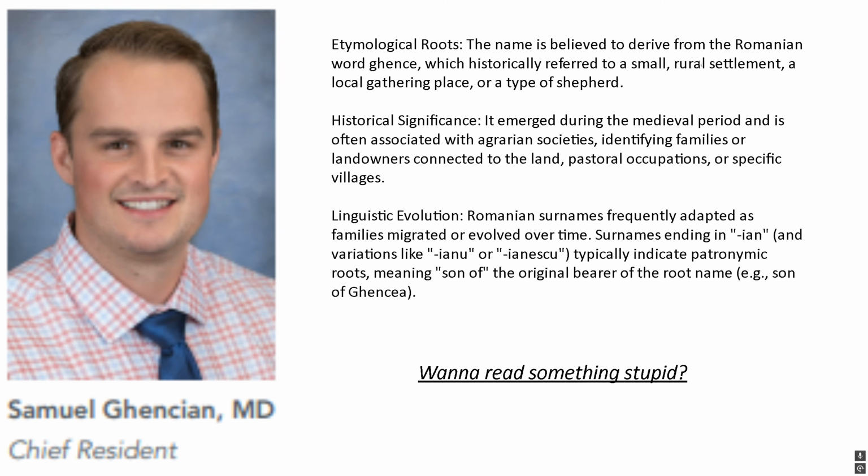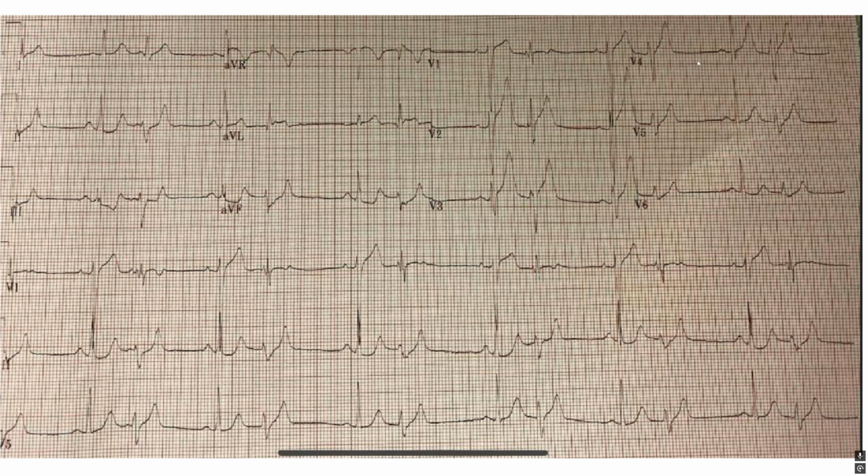Here's Samuel Guinchon. He's doing his critical fellowship, I believe, at Emory. His name means that he's some type of shepherd, a pastoral occupational surname, son of a farmer or a goat herder. I'm pretty sure his parents still herd goats in Romania, but I have to check on that. And he sends me a text one night, says, want to read something stupid? So here's the EKG.